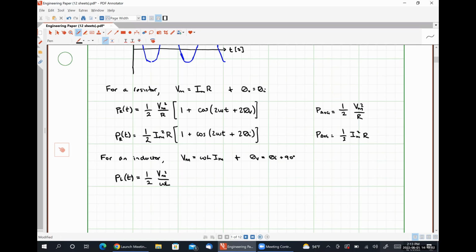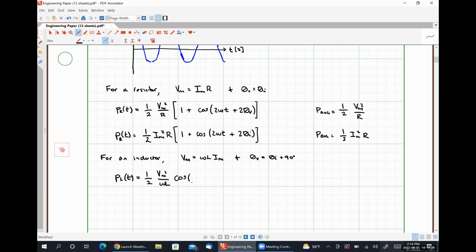Well, theta V minus theta I is going to look like positive 90 degrees, because we would have theta I plus 90 degrees, which is theta V, minus theta I. So theta I plus 90 minus theta I just looks like 90 degrees. Well, the cosine of 90 degrees is 0. So we don't have a DC contribution at all.